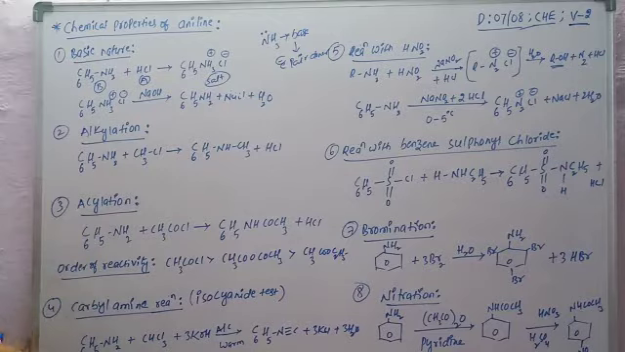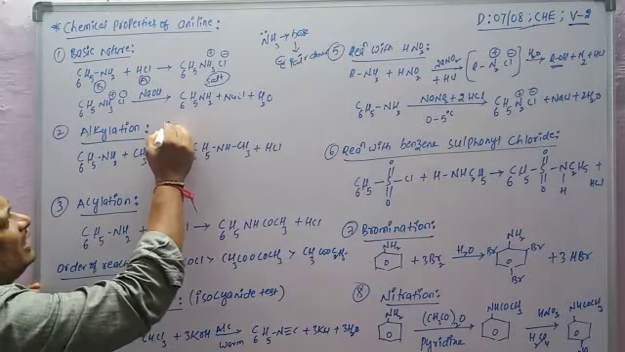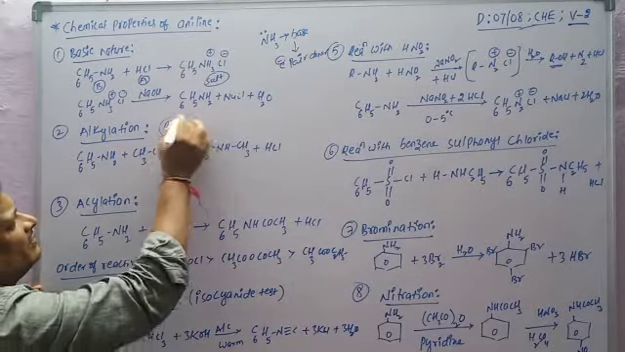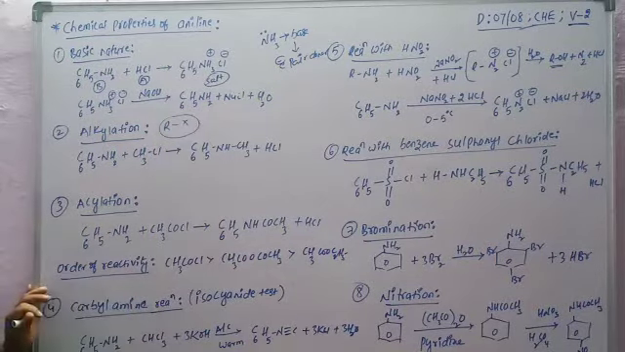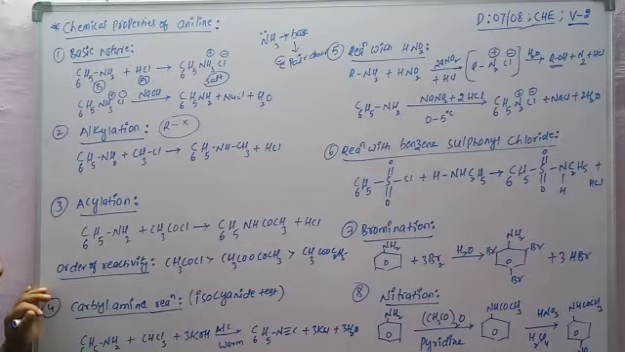So second one is alkylation. Alkylation means it reacts with alkyl halides. Generally alkyls are denoted with R and halogens are denoted with X. So these are the alkyl halides. When aniline reacts with alkyl halides, it gives the corresponding amines. This is called alkylation.